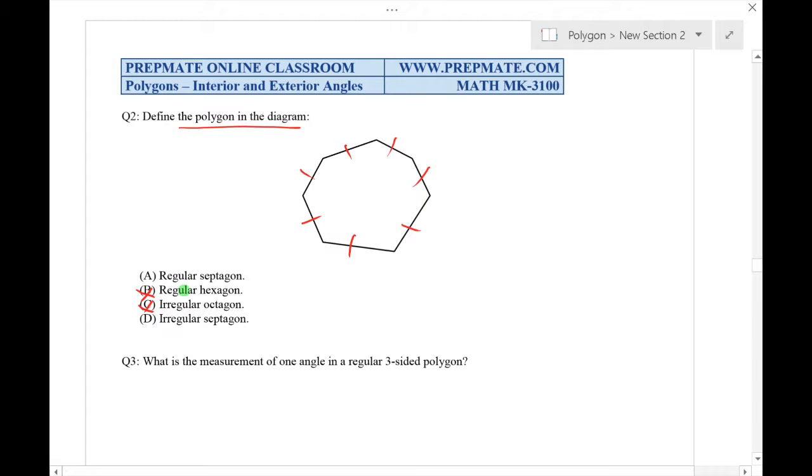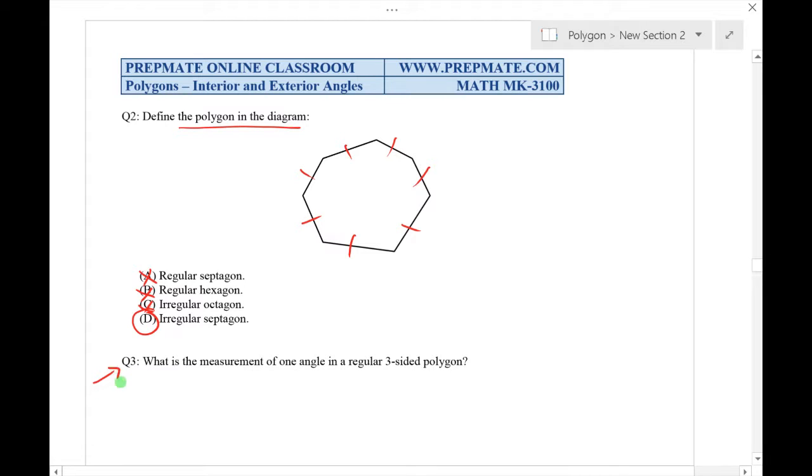Okay, the question is now, is this a regular septagon or an irregular septagon? Obviously, it doesn't look as if the sides measure the same. So I'm going to take this away and say the correct answer is it's an irregular septagon because the sides and the angles are different for each side and each angle.